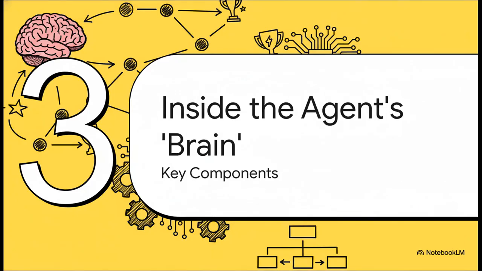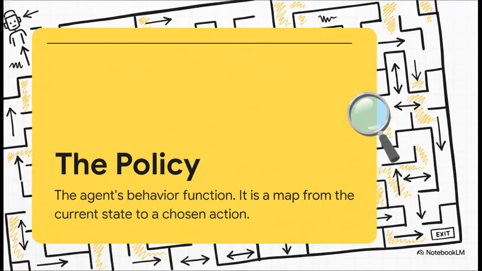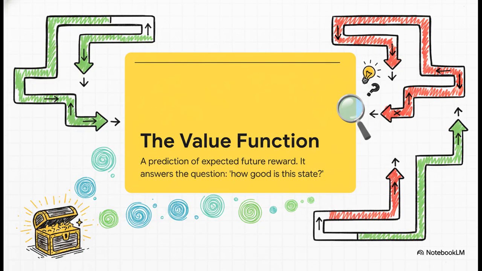Okay, so we get what it's trying to do. Rack up that sweet, sweet reward. But how does it actually decide what to do in any given moment? What's going on inside its brain? Let's crack it open and take a look. So the first big piece of the puzzle is something called the policy. The easiest way to think about this is that it's the agent's strategy. It answers the question, what should I do right now? So if you're in a maze, the policy is like having a little arrow painted on the floor of every single square telling you exactly which way to turn. No thinking, just doing.